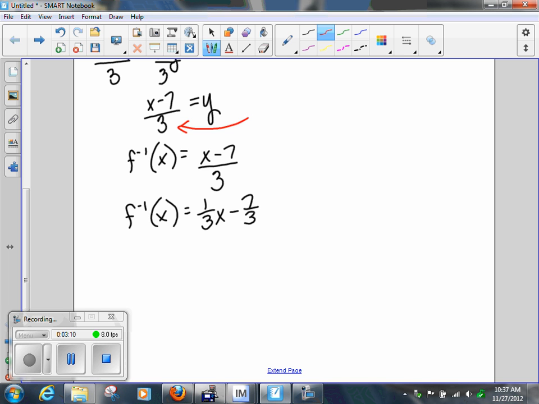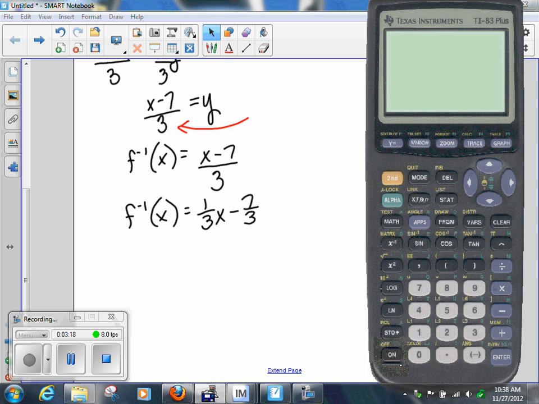Folks, do you remember how to graph it, draw it in your calculators? Let's just do that. Mainly, I'm doing this for me because I'm the one that needs it.